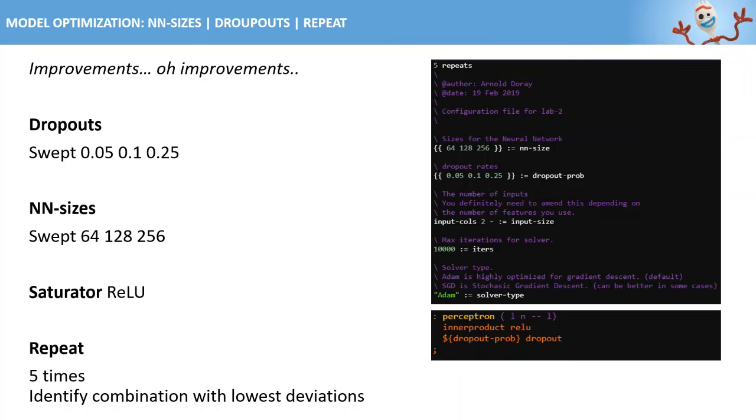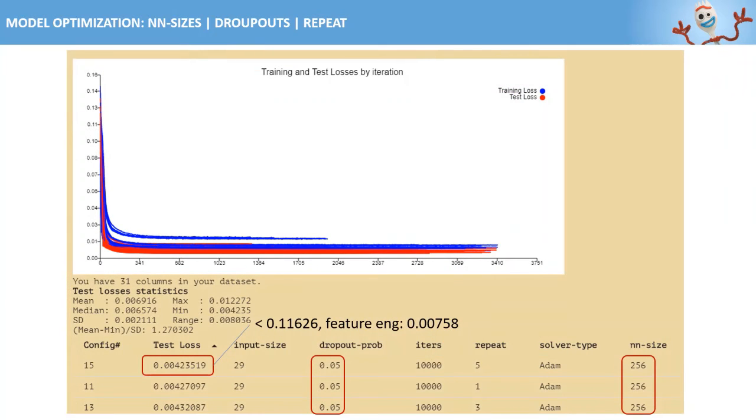In this step, we also apply a rectified linear unit or value saturator. Let us repeat each config 5 times so that we can also identify the combination with the lowest deviations. Let us see how the model performed.